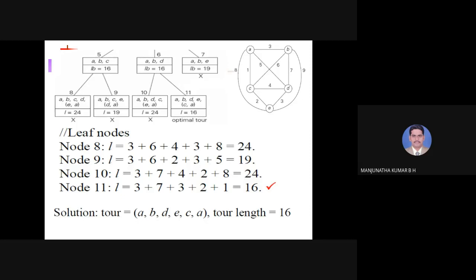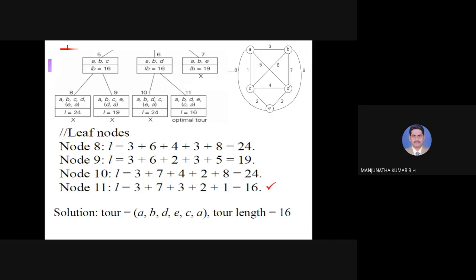Its cost is 16. Okay, so the optimal tour length is 16, and what is the path of node 11? ABDECA. That is the optimal tour for the traveling salesman problem. I hope this explanation is clear. So this completes solving the traveling salesman problem using the branch and bound technique.